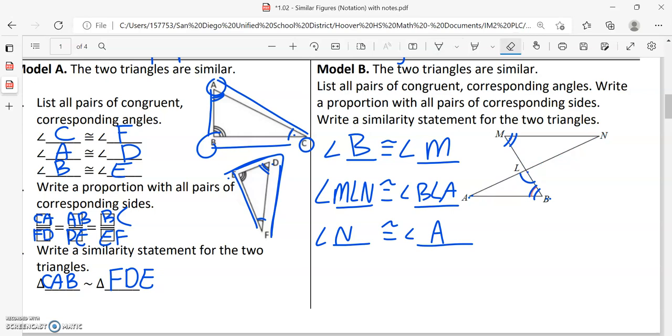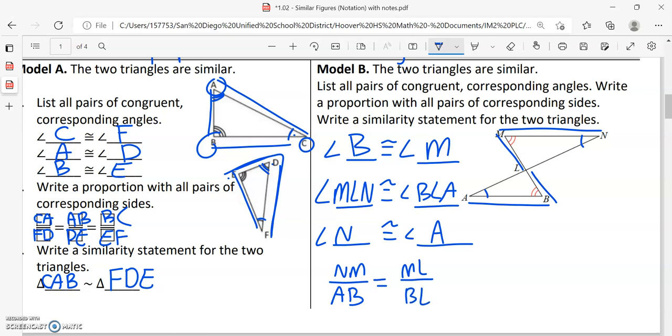Write a proportion for all pairs of corresponding sides. So let me erase some of this stuff so it's a little more clear what I'm doing. All right, I guess we can put 1 in there. So we know angle N and angle A are the same, so we'll go from 1 to 2. So NM over 1 to 2 is AB. And that ratio is equal to, let's go from 2 to the middle, so ML, 2 to the middle, BL. And that is equal to, let's go middle out to 1, so LN, middle out to 1 is LA.